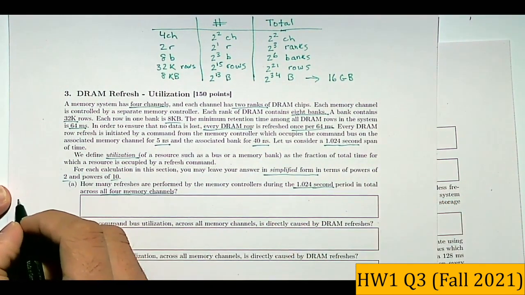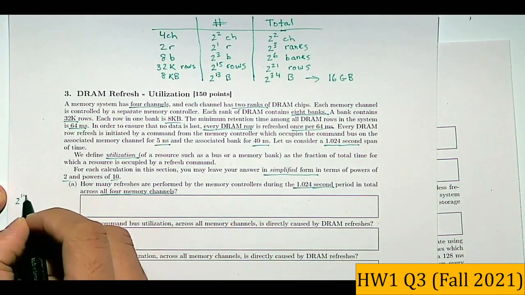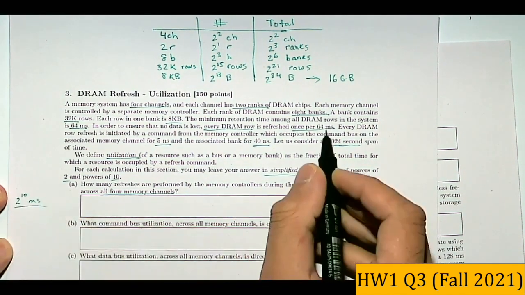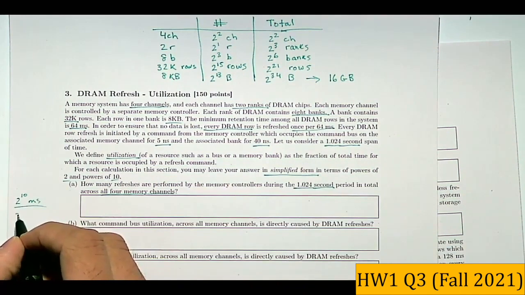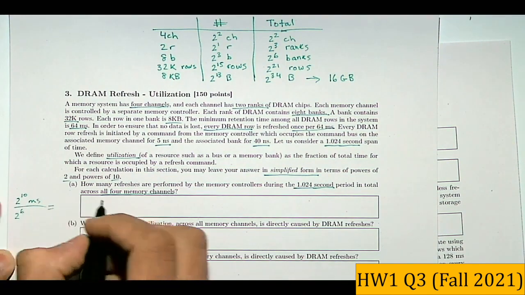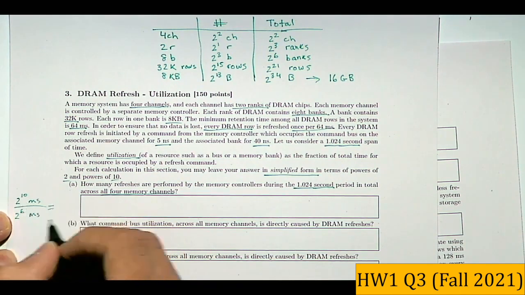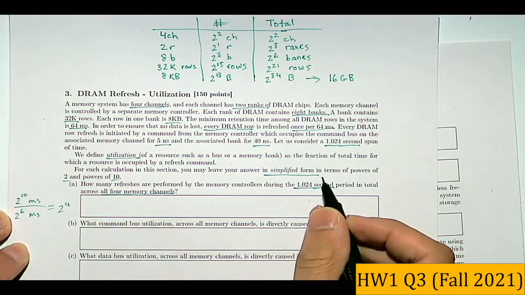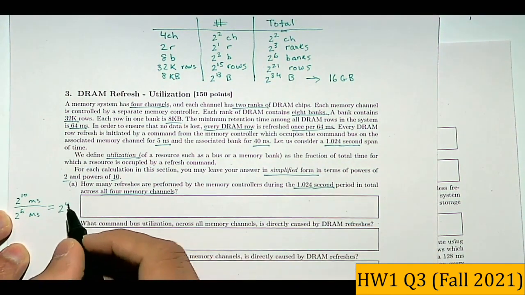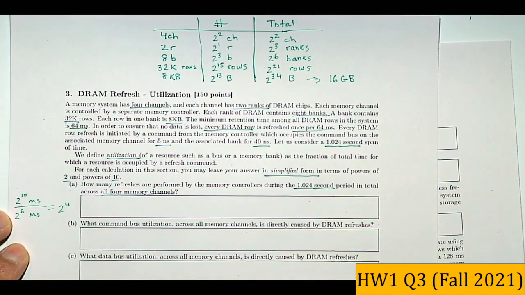We have 1.024 seconds, which is 1024 milliseconds, so 2 to the 10 milliseconds, and we're going to divide by 64 milliseconds, which is 2 to the 6 milliseconds as well. And so we end up with 2 to the 4 of these periods. So there are 16 refresh periods throughout this interval. And for each period, we refresh all of the DRAM rows.